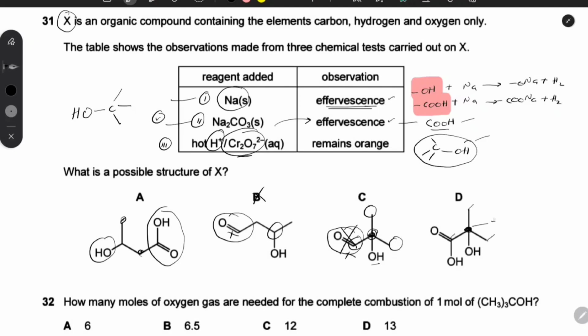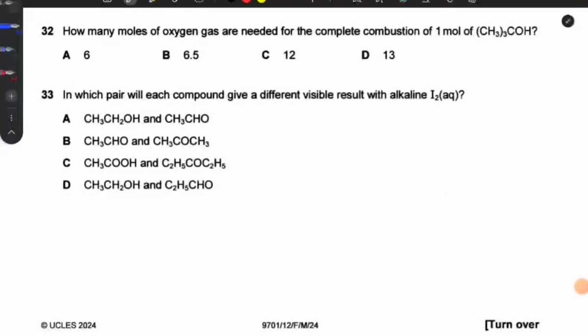That is why this alcohol is tertiary alcohol, and this is carboxylic acid. That is why this would be our correct answer. Question number 32. How many moles of oxygen gas are needed for complete combustion of 1 mole of this compound? And this compound is tertiary butanol.